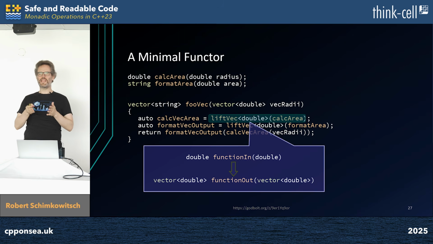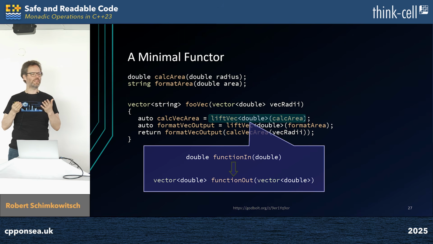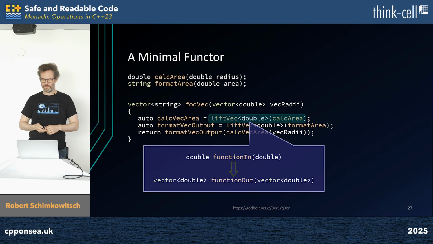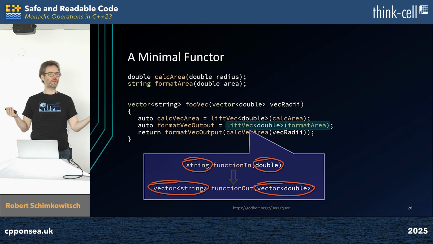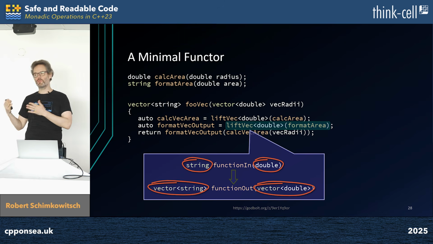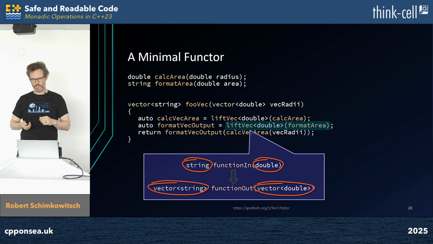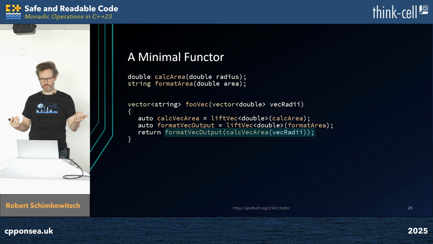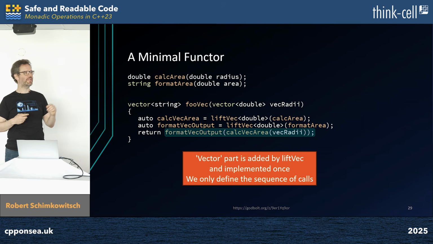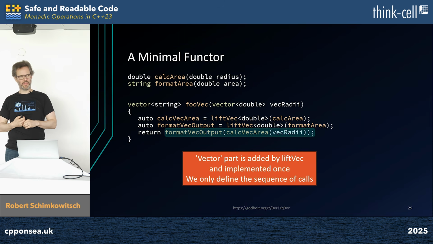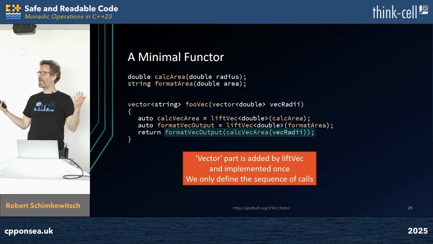Now, the new function would accept the vector of whatever parameter type the old function accepted, and would return a vector of whatever parameter type the old function returned. So for format area, which accepts a double and returns a string, the new function would accept a vector of double and return a vector of string. Then we can combine those two new functions and they can natively handle vectors. The vector aspect is implemented only once and separated out nicely. This is one way to apply a functor.